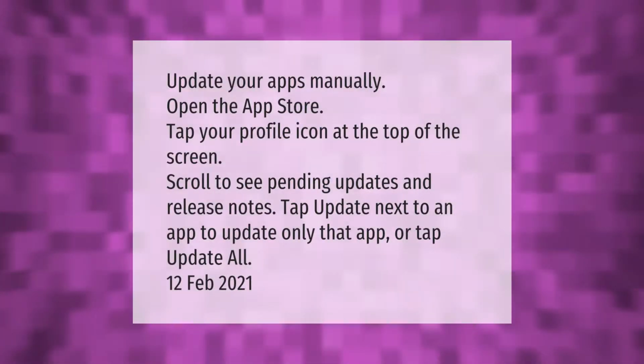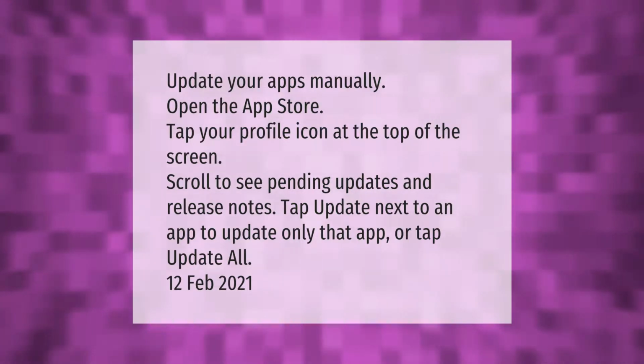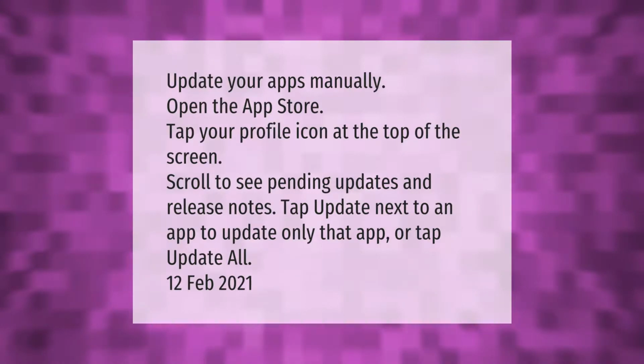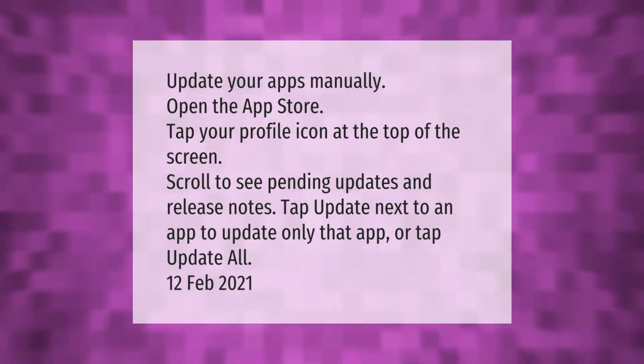Update your apps manually. Open the App Store. Tap your profile icon at the top of the screen. Scroll to see pending updates and release notes. Tap Update next to an app to update only that app, or tap Update All.